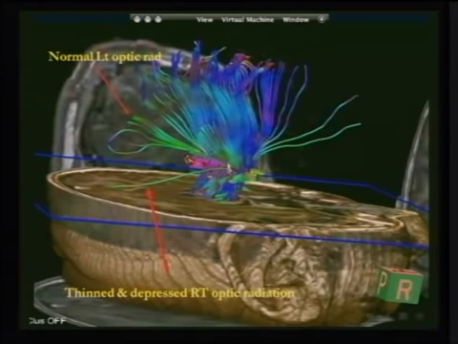This is the normal left optic radiation, while the optic radiation on the affected side is attenuated and displaced inferiorly, denoting that the hematoma is above that optic radiation.